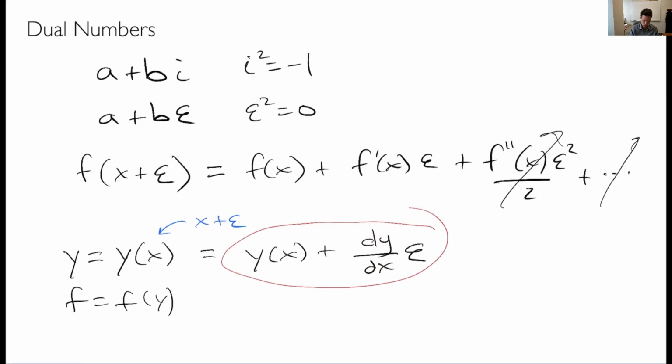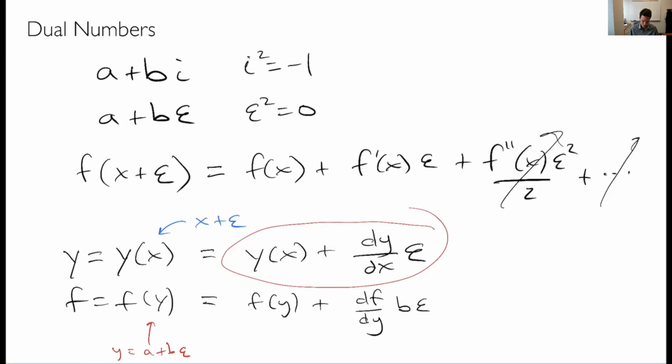This is a sequence of calculations. So I'm going to plug that into there. So let's say y is a plus b epsilon, but a in this case is just y and b is dy dx. So I would get, just following the same formula again, f of y plus, really I get df dy times b times epsilon because there's a b here.